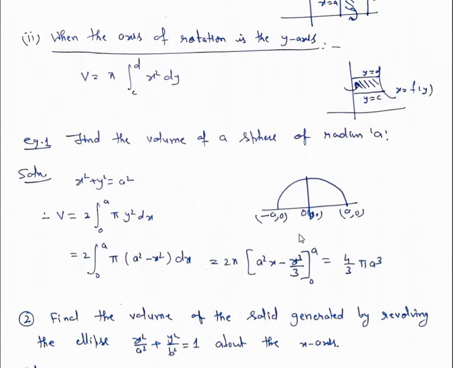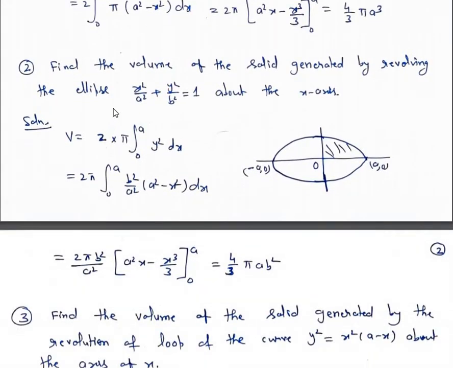So the volume generated is given by π ∫ from -a to a of y² dx, which is the same as 2 times π ∫ from 0 to a of y² dx. Now in place of y² we put a² - x². So this is 2π times the integral of a² is a²x, the integration of x² is x³/3, limits 0 to a, which comes out to be 4/3 π a³. This is the volume of the sphere of radius a.